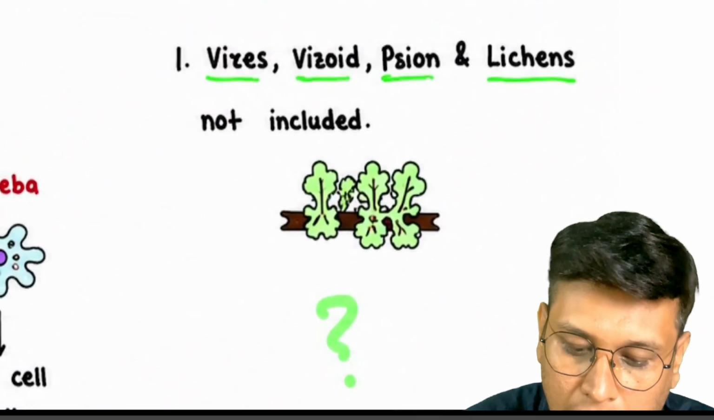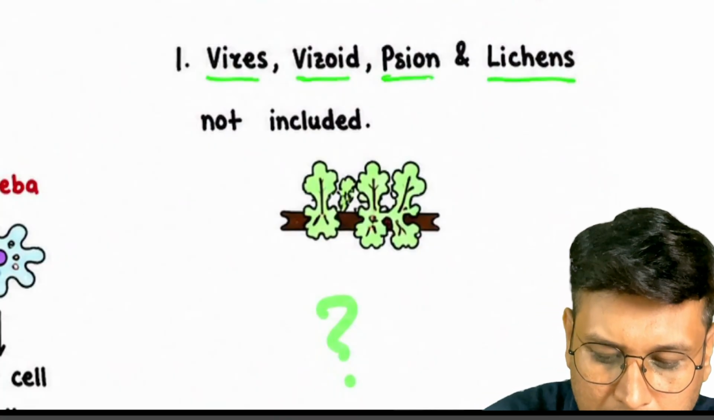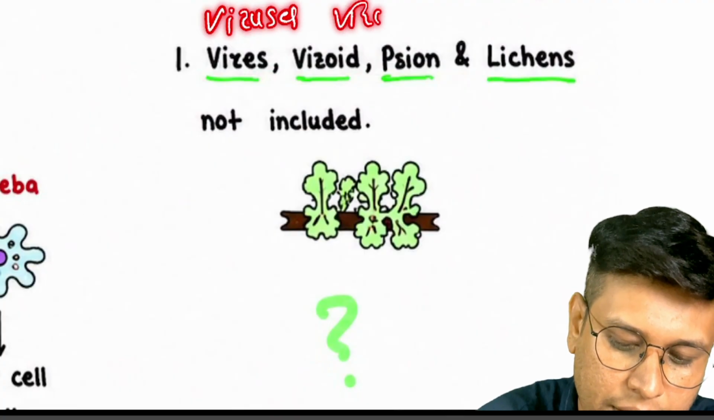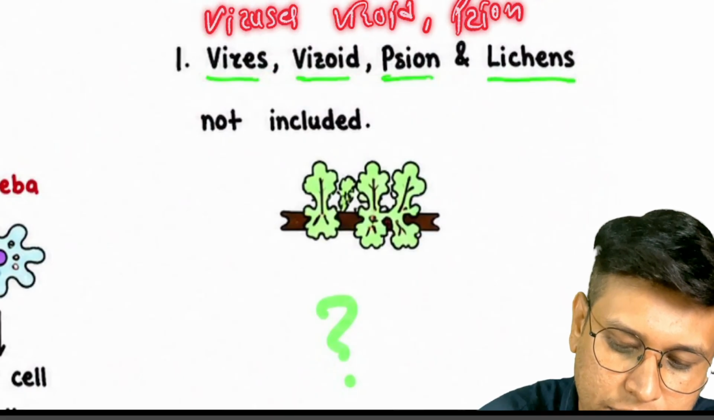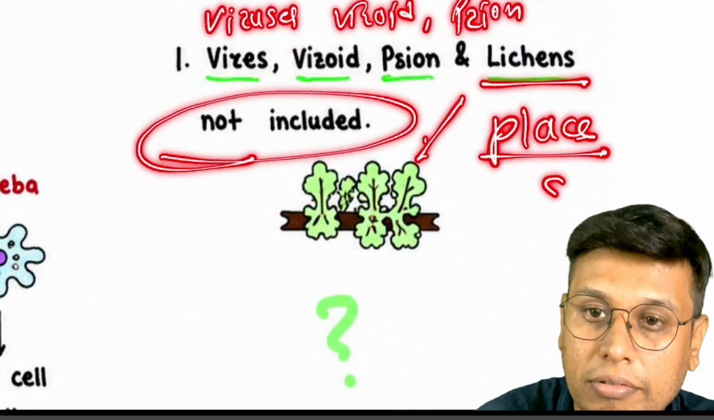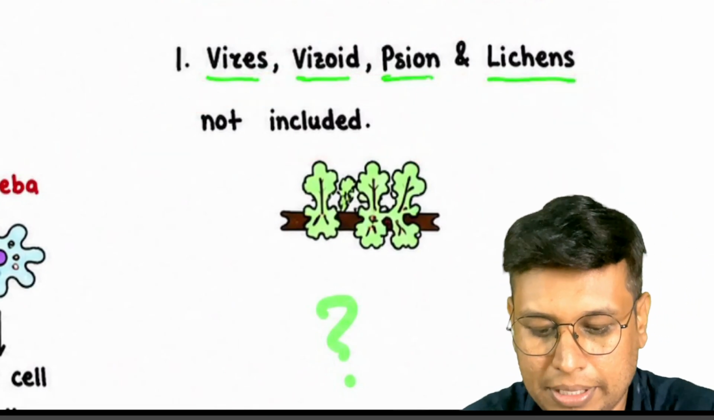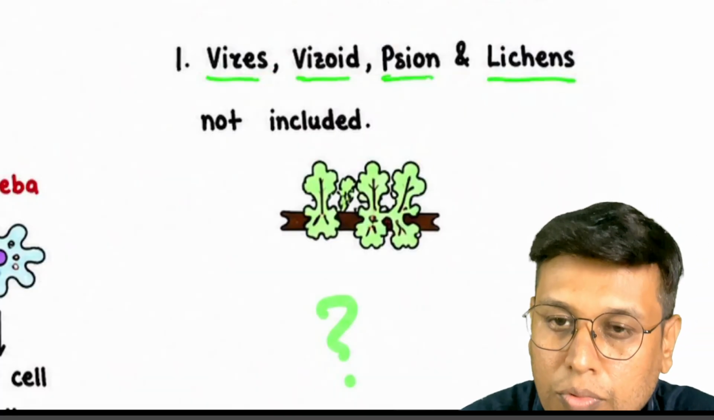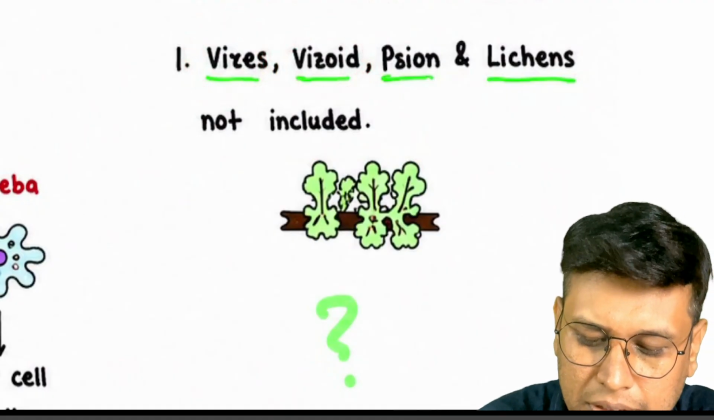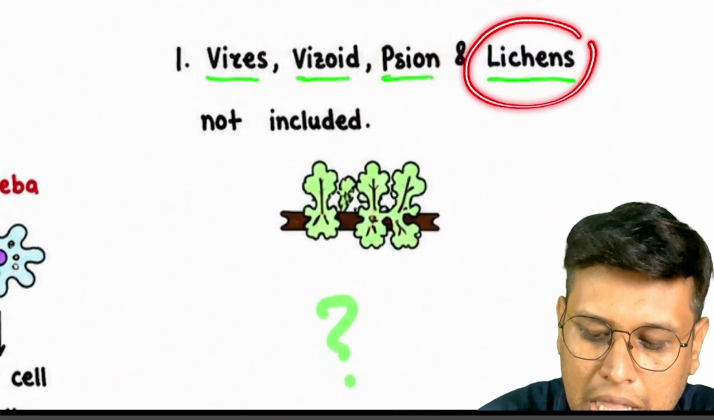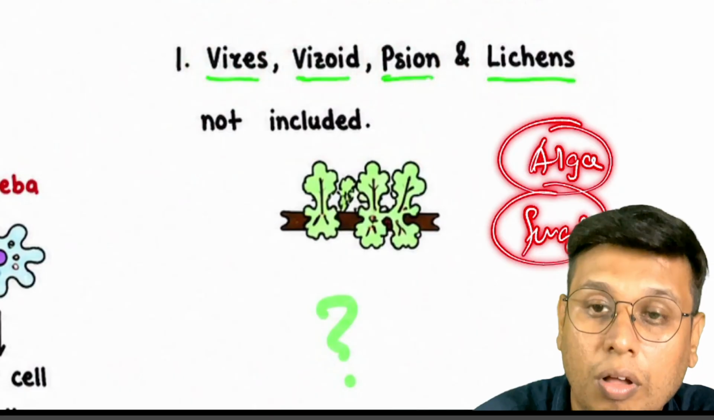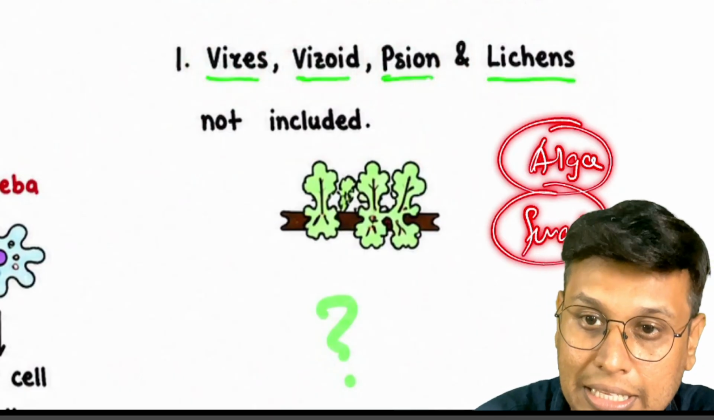Next, what are the drawbacks of five kingdom classification? Viruses, viroids, prions, and lichens are not given any place in five kingdom classification. Why does this happen? Because these do not fit normally. What is a virus? A virus is protein plus nucleic acid. We will come to that. Viroid is nucleic acid only. Prion is protein, and lichen is a combined organism, algae plus fungi. So Whittaker could not place them anywhere in his classification.